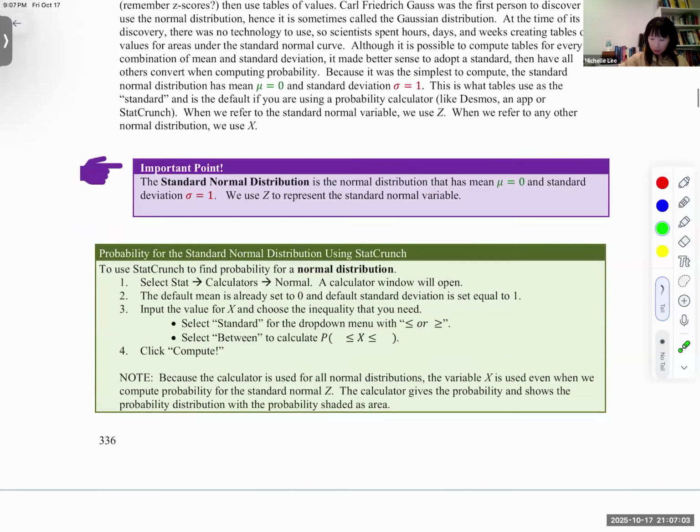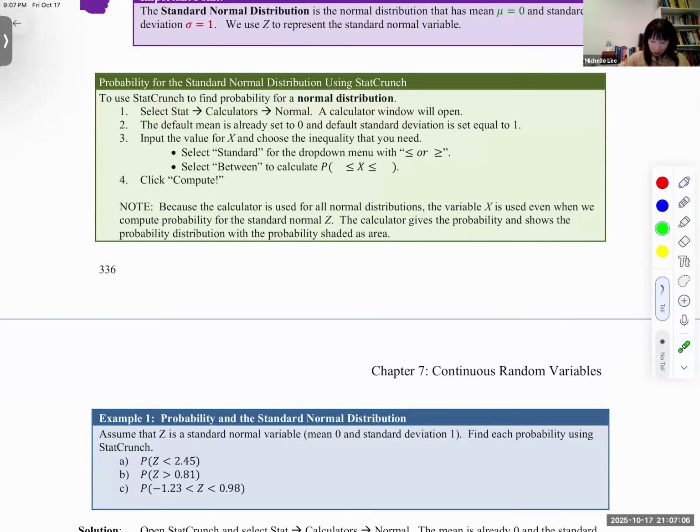Okay, so let us do this one first. This standard normal variable has mean equal to 0, standard deviation equal to 1, right? So we want to find the probability. What's the probability Z is less than 2.45? Z is greater than 0.81? And Z is between negative 1.23 and 0.98? So let me take a picture of this, and then I'm going to show you StatCrunch.